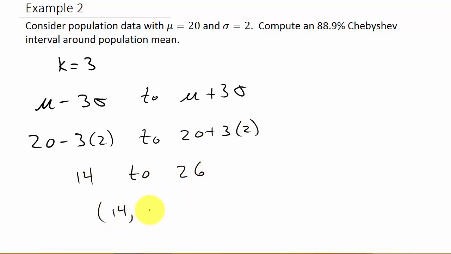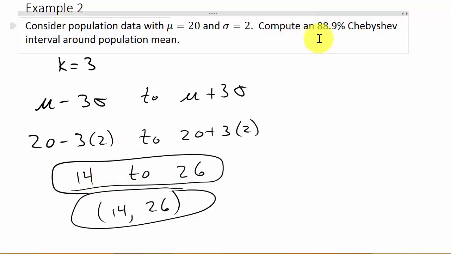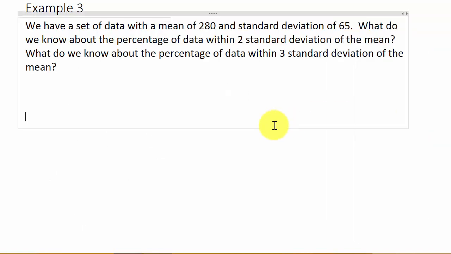Once again, if you wanted to, you can put it in interval notation, or you could leave it like this. So what is this saying? We didn't really talk about it in the other problem, but this is saying that 88.9% of the data lie between 14 and 26. Okay, that's what it's telling us. All right, so let's look at this one.